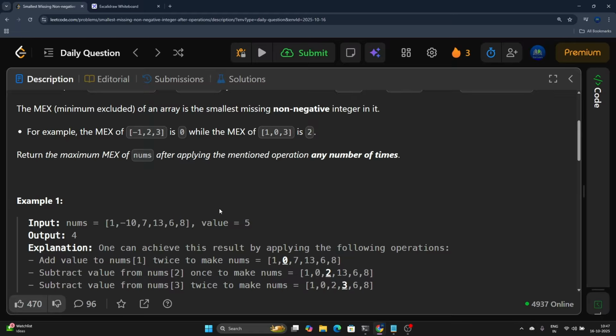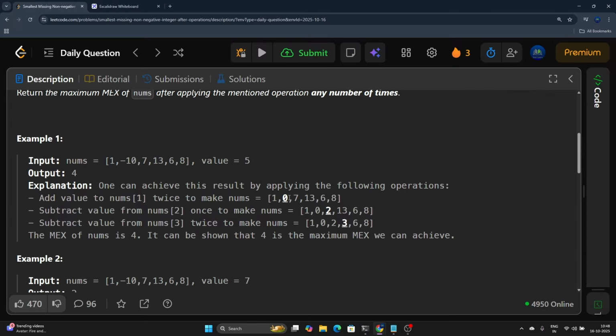But what we can do is we can actually add 5. We can perform an operation. We can add 5 to the second element, -10, 2 times. We can perform the operation any number of times, right? So we can add 5 to this -10 2 times, and this will become 0, right? So now our array has a 0, right? So we have a 0, and then we have other elements as 1, 7, 13, 6 and 8, right? So this is our array.